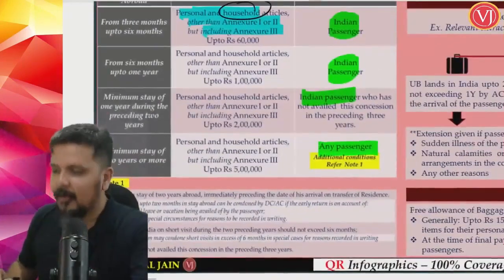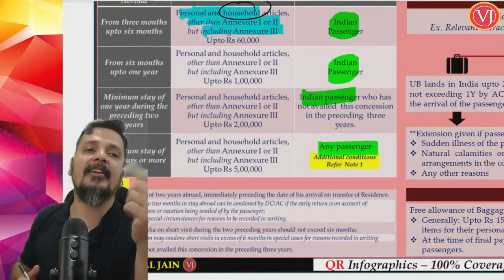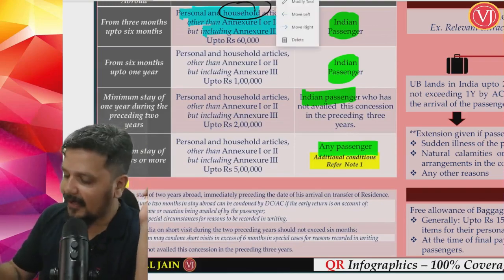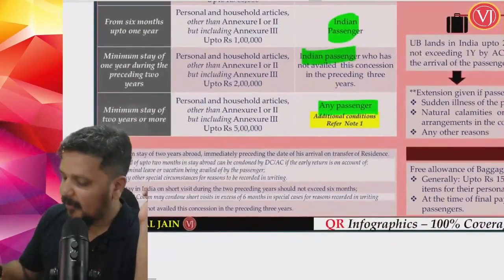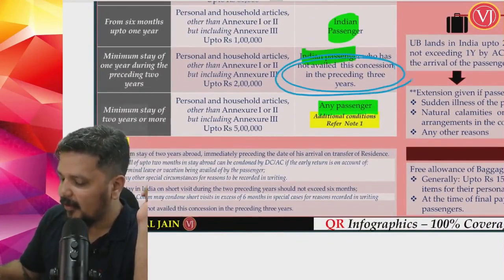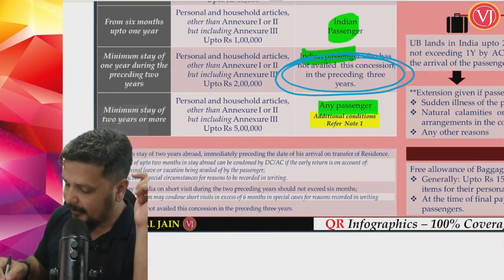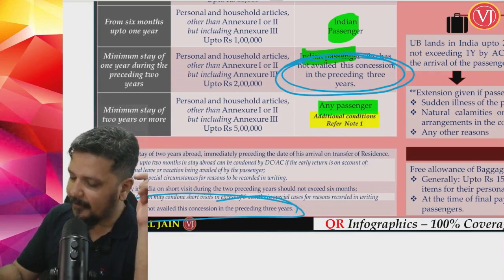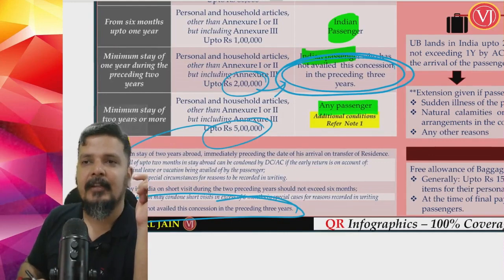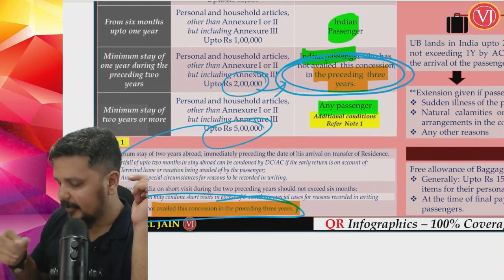Now, talking about the extra condition in the last two cases. What are the higher exemptions in this entire Rule 6? 2 lakhs and 5 lakhs. For 2 lakhs and 5 lakhs, there is this extra condition that you should be using this concession only once in 3 years. This is there for your 2 lakhs and even for your 5 lakhs.